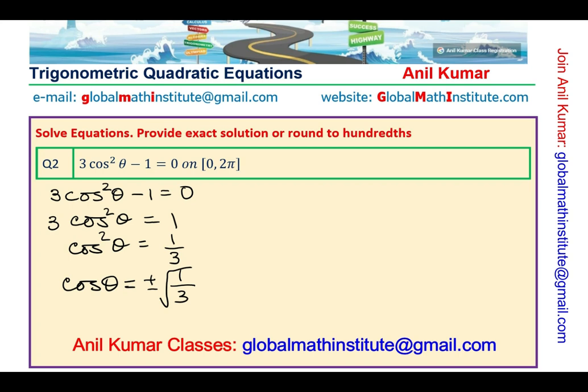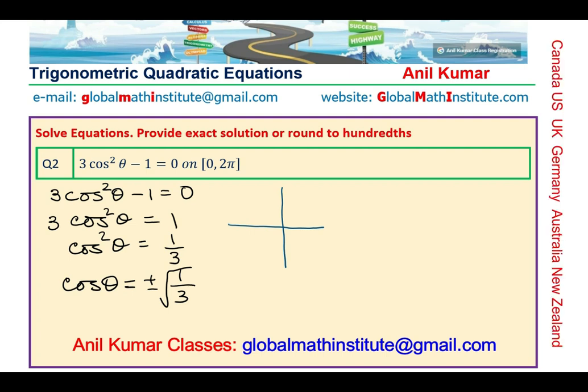Now for this, what can work? Well, plus and minus means that we are looking for four solutions, right? Now 1 over square root 3, the special triangles do not really work out. So in this particular case, we need to use the calculator. So let's find the related acute angle. Let me write down cos of alpha, where alpha is the related acute angle, equal to 1 over square root 3.